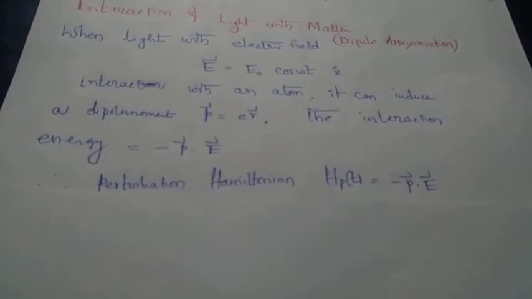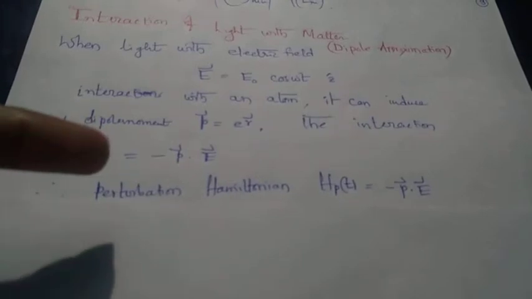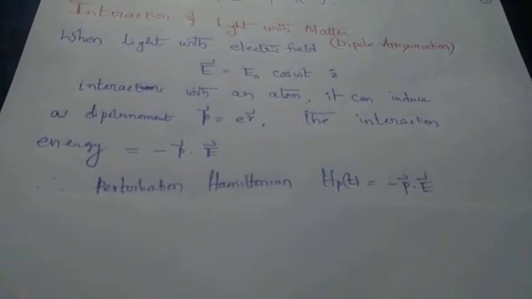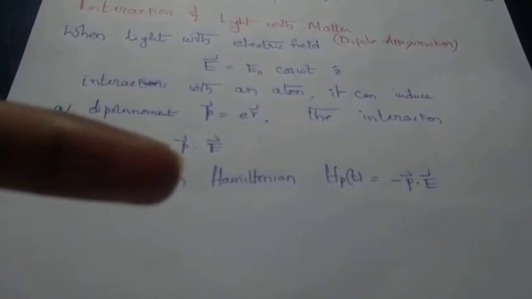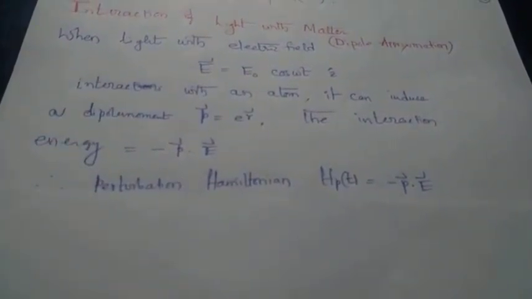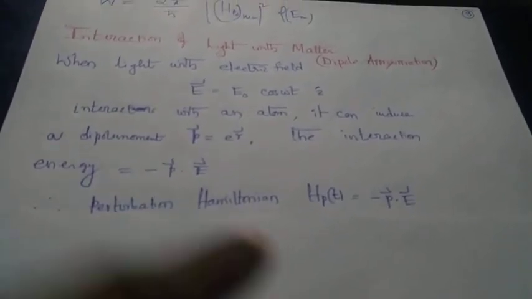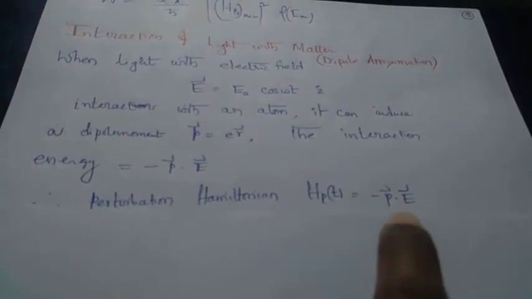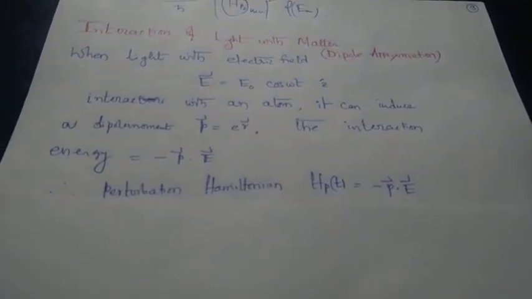called the dipole approximation. And in this case, the interaction energy is taken as negative the dot product of the dipole moment P of the atom and the electric field of the applied light. So the perturbation Hamiltonian can be written as negative P dot E, and it will actually be dependent upon time because the electric field now is oscillating as a function of time.